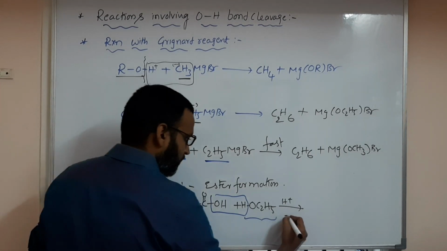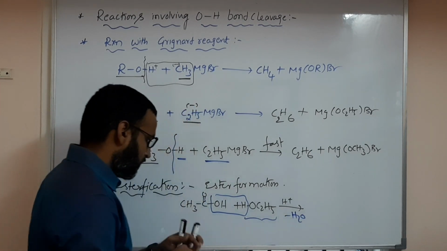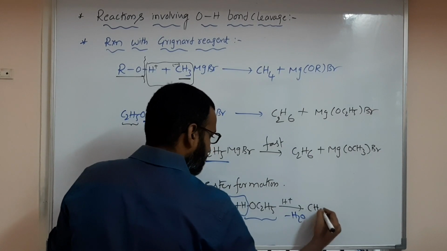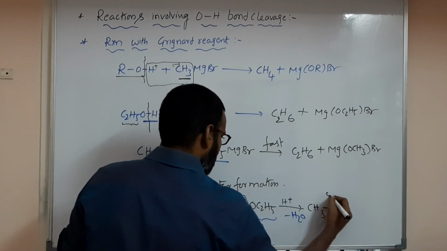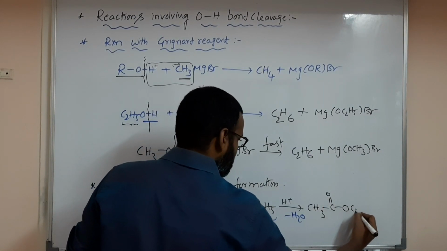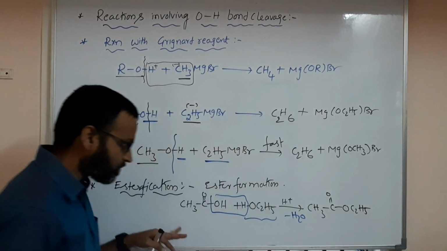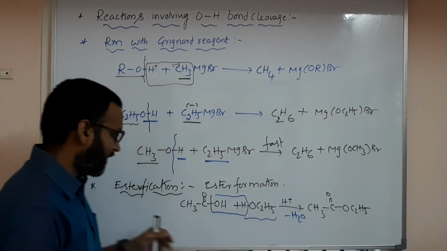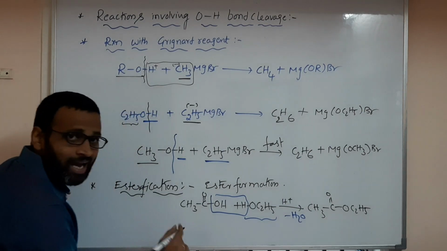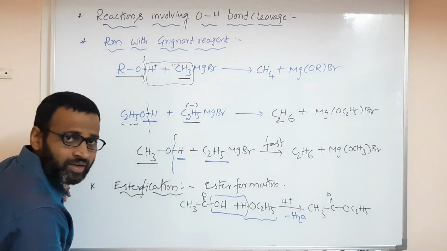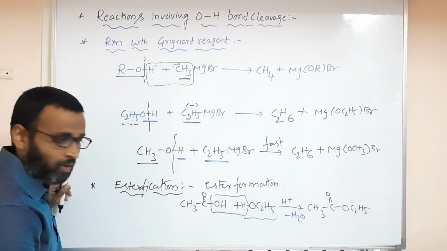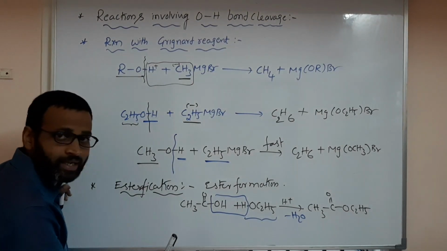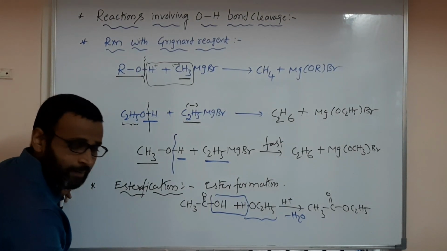So water is removed from here. That means the product is CH3 C double bond O C2H5. The same reaction we can have by using some acid derivatives. Acid derivatives means anhydrides or esters. One more ester you can take here, or an anhydride you can take.